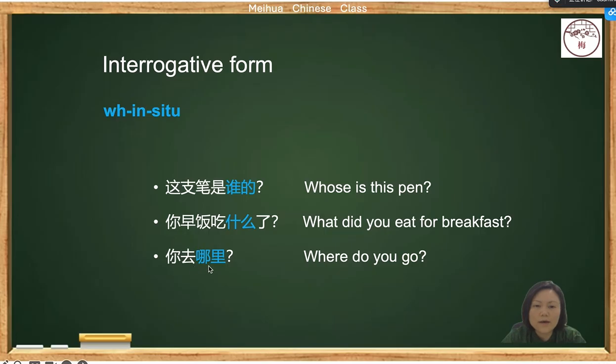When we change it to an interrogative sentence, we don't change any order. We just replace the part that we are asking about. 你去 where, right? Here we should use the interrogative pronoun to replace this. 哪里 in English is where, right? 你去哪里? 哪里 means where. But in English, the order is totally different. Where do you go? Okay.